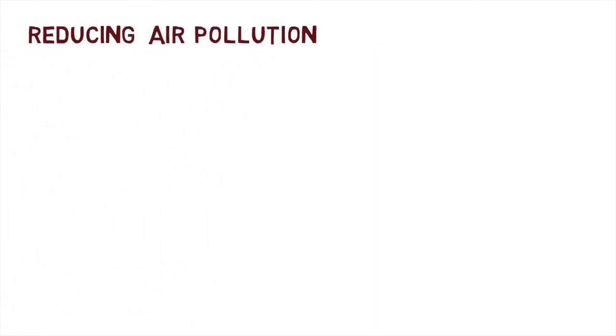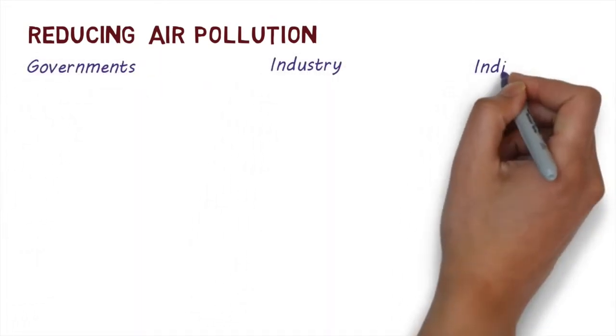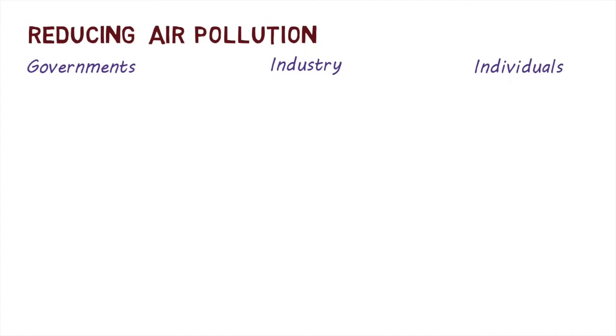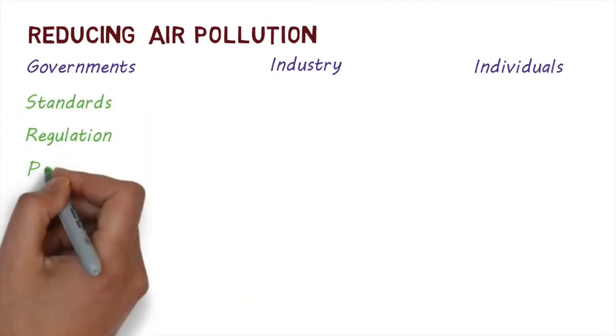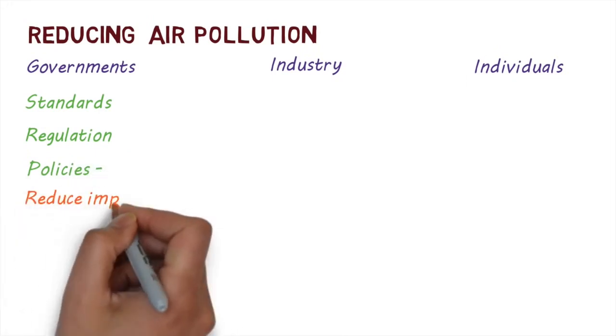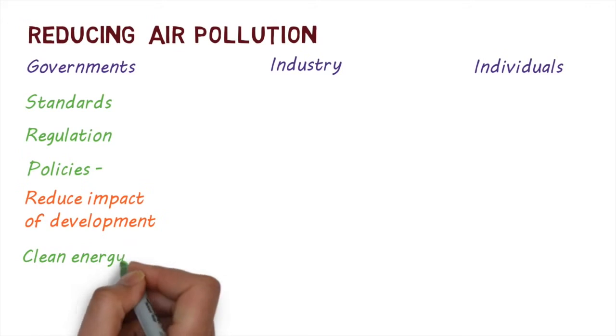Well, there are many different ways to reduce air pollution. These require the combined efforts of governments, industry, and individuals. For example, governments can take actions like developing standards, regulating the level of pollutants in the air, developing policies to reduce environmental impact of development, and using clean energy sources.